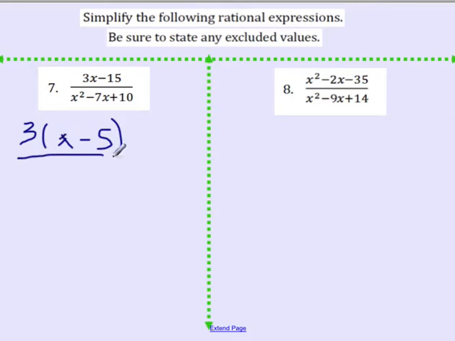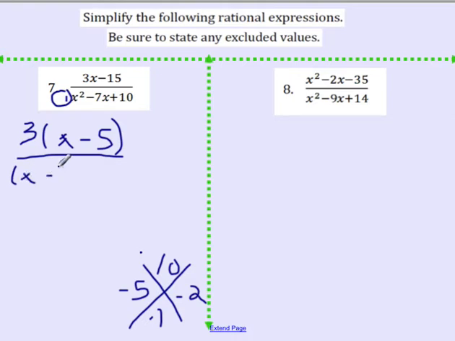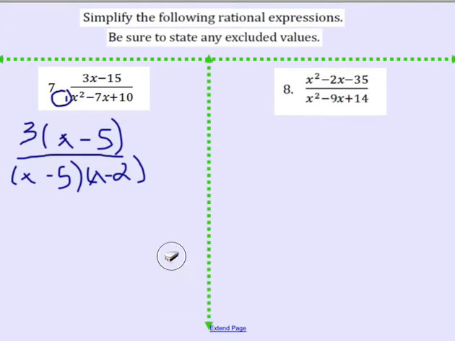x minus 5. Then on the bottom, when you set up the x, we're multiplying to 10 and adding to negative 7. So that's going to be negative 5 and negative 2 because we have a positive product and a negative sum. Again, notice that this coefficient is 1. So I can immediately write out my factors directly from the x. Cool, right? Pretty sweet.